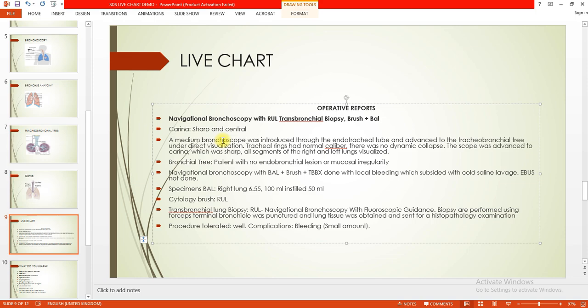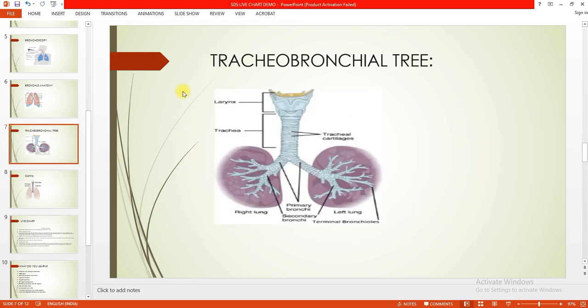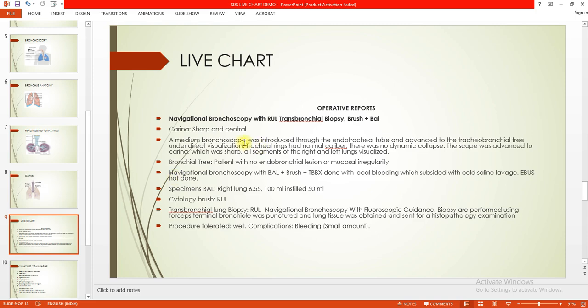A medium bronchoscope was introduced through the endotracheal tube and advanced to the tracheobronchial tree under direct visualization. Okay. So this is the tracheobronchial tree. The physician has inserted the bronchoscope through here and examined up to the carina. Okay, so the trachea is also visualized during the bronchoscopy. So tracheal rings had normal caliber. There was no dynamic collapse.